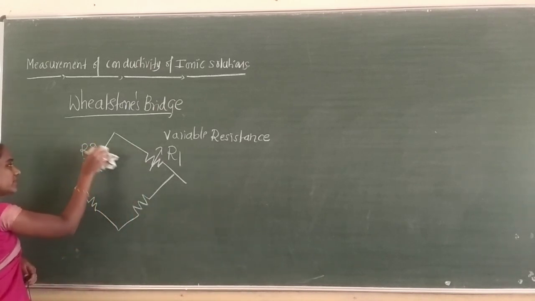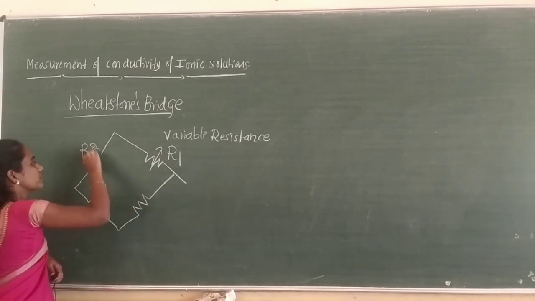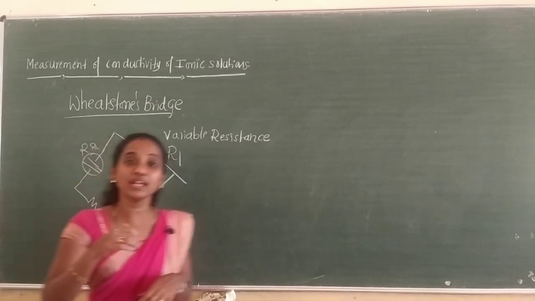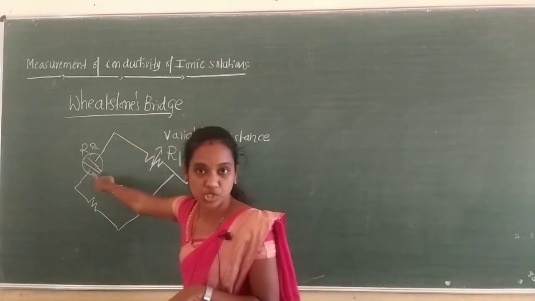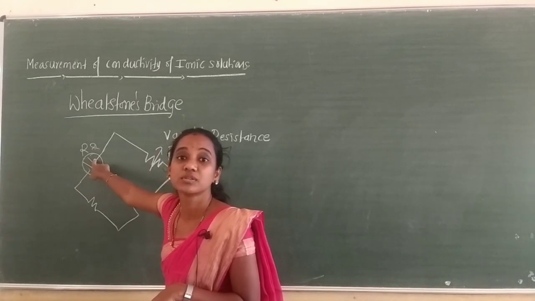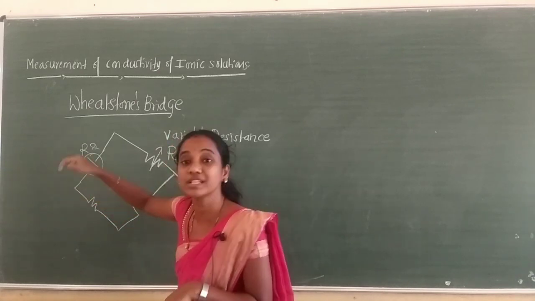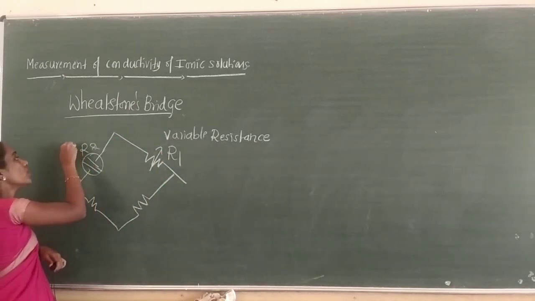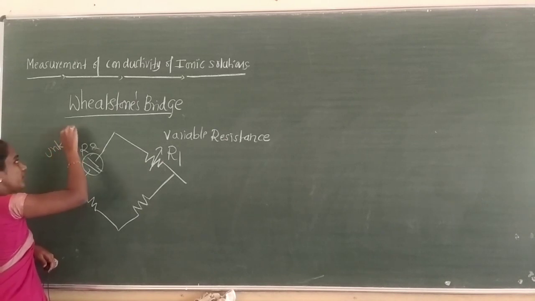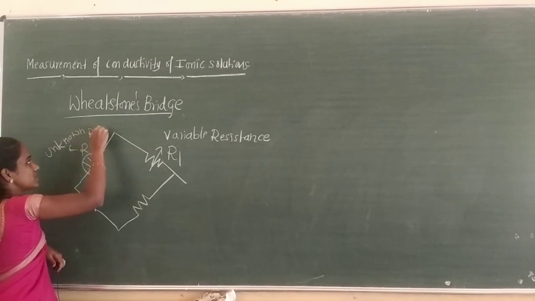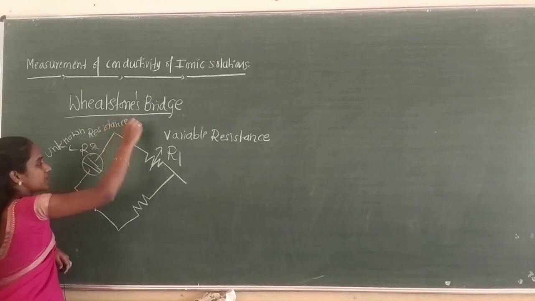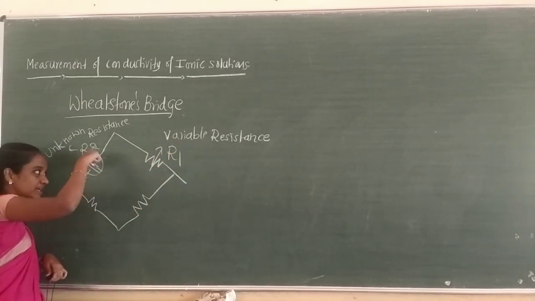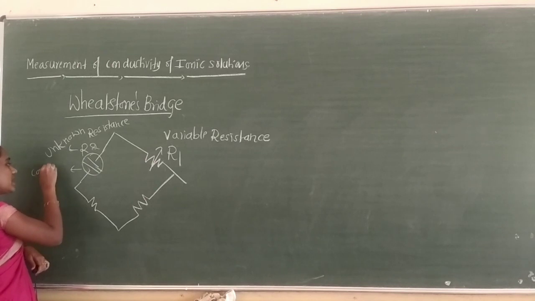So what is that conductivity cell? It is a specially designed cell. Inside the conductivity cell, we have our solution whose resistance has to be determined. We need to find out the resistance of that particular solution. That means here R2 is an unknown resistance. We don't know the value. Clear? So here R1 is a variable resistance box, whereas R2 is a conductivity cell.